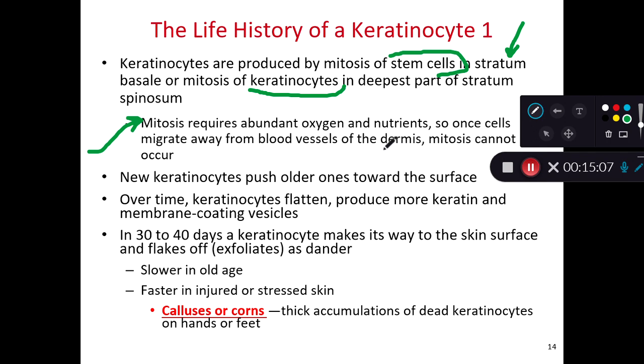Once those keratinocytes get pushed away from the dermis, we can no longer have mitosis occurring and the rate of cell division drops off. So we have cell division and new keratinocytes made in the stratum basale only. Over time, those keratinocytes will be flattened out. They will be filled with keratin and some other vesicles that are going to help to contain waterproofing and antimicrobial proteins. It's going to take about 30 to 40 days for a keratinocyte to make it all the way to the surface of the skin and then exfoliate off as dander or dust.